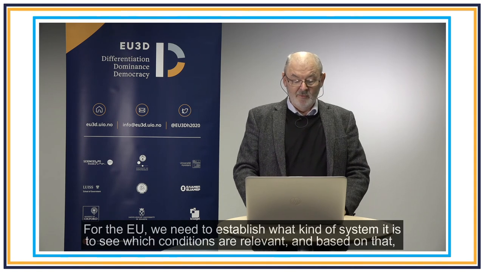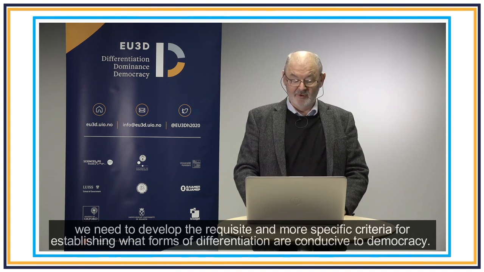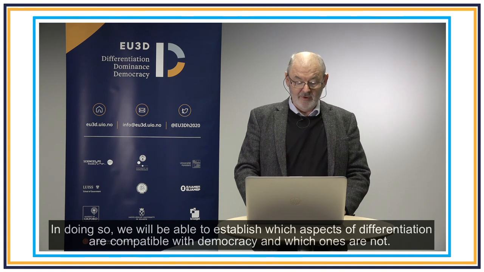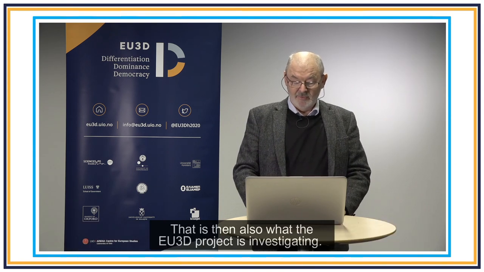For the EU, we need to establish what kind of system it is to see which conditions are relevant. And based on that, we need to develop the requisite and more specific criteria for establishing what forms of differentiation are conducive to democracy. In doing so, we will be able to establish which aspects of differentiation are compatible with democracy and which ones are not. That is then also what the EU3D project is investigating.